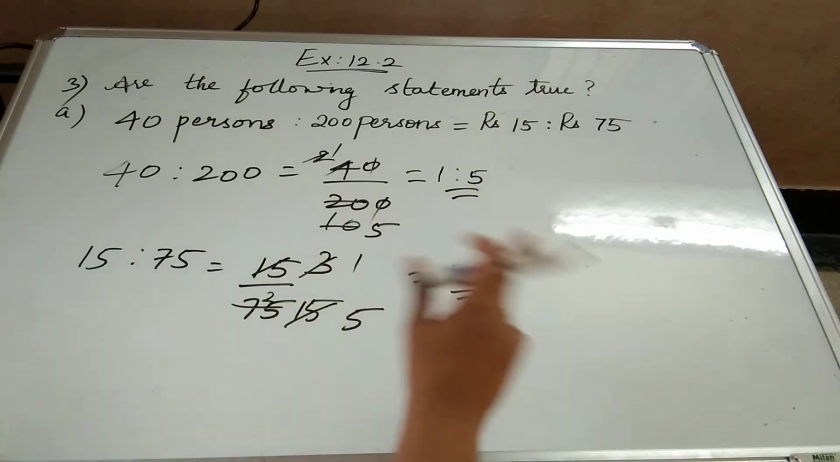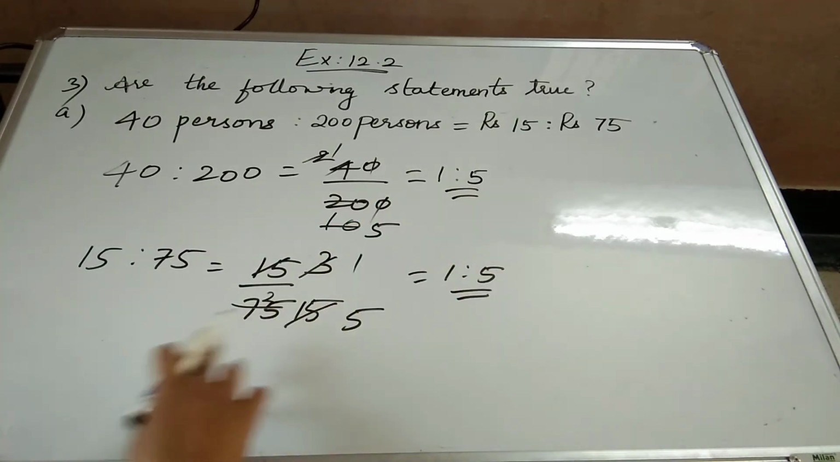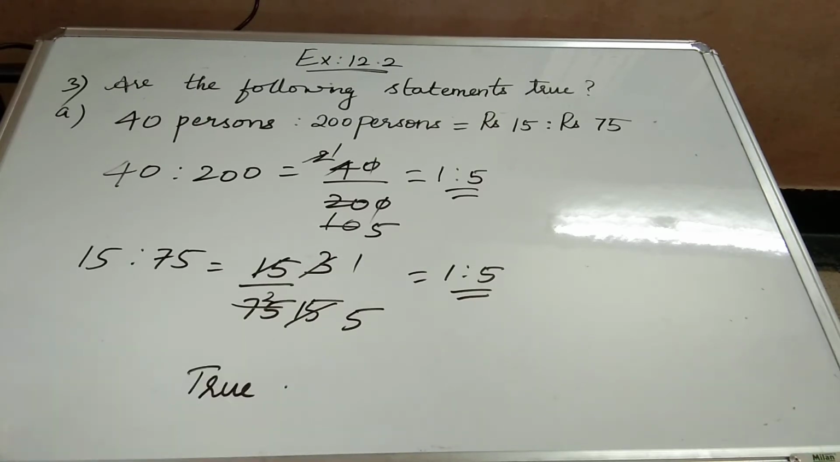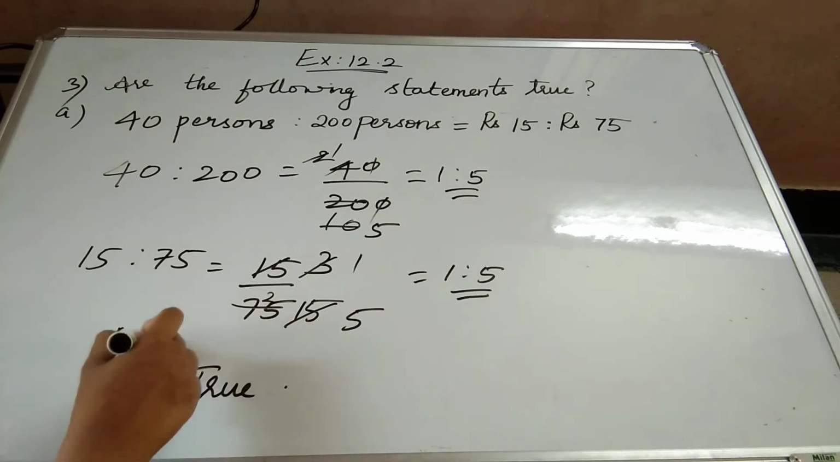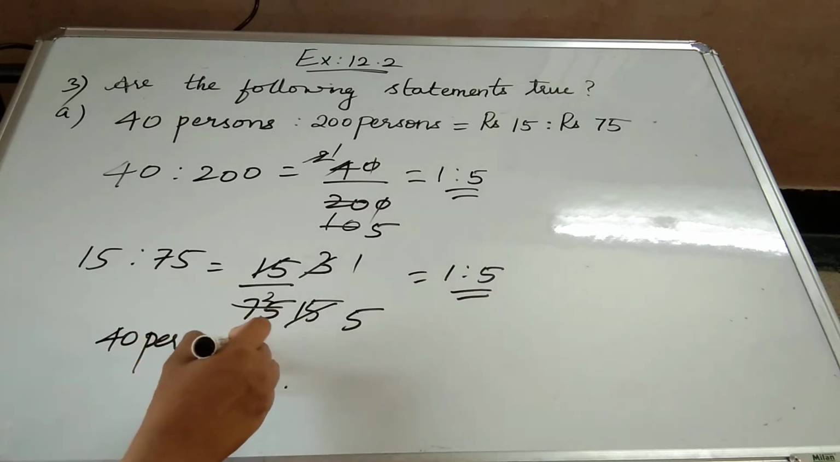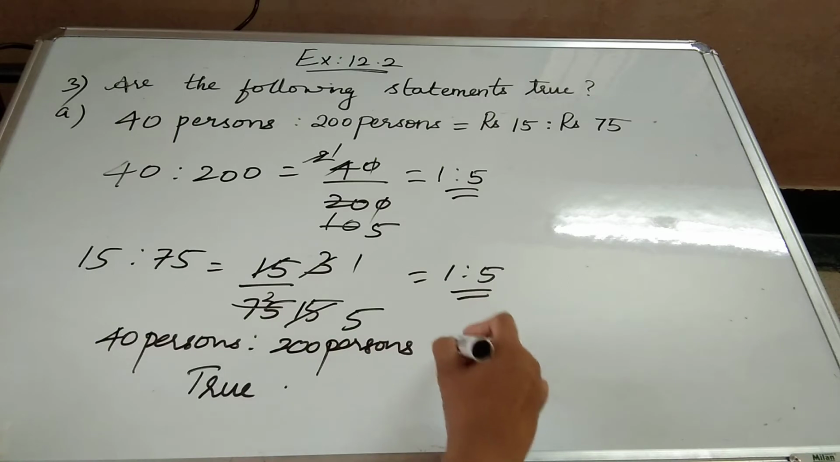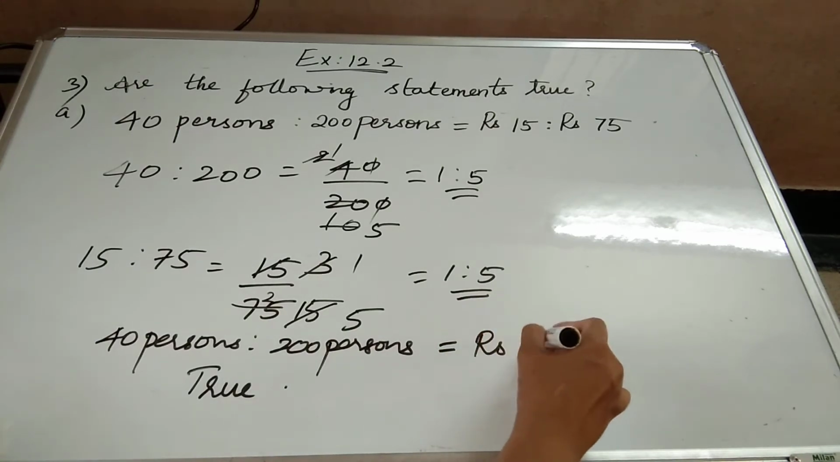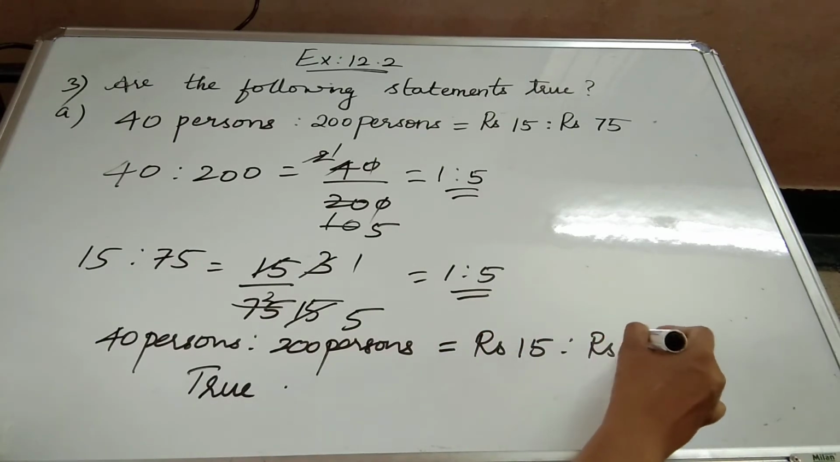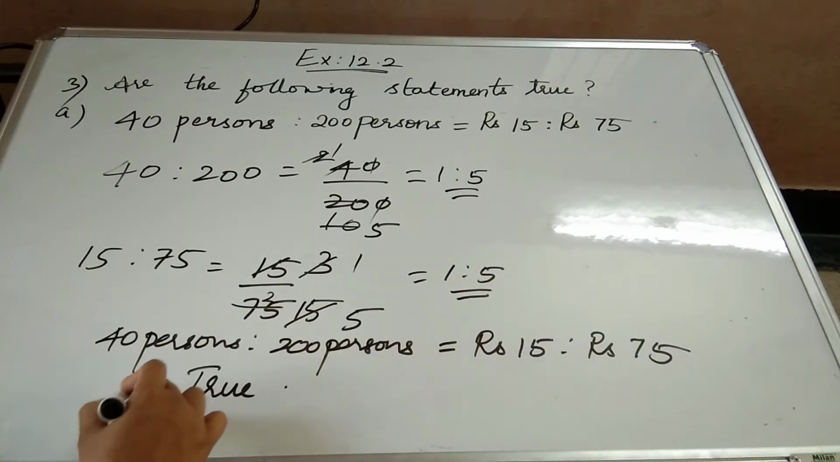So, are the following statements true? Is this statement true? Yes, the given statement is true. So you will write 40% is to 200% is equal to rupees 15 is to rupees 75 is true. Clear, children?